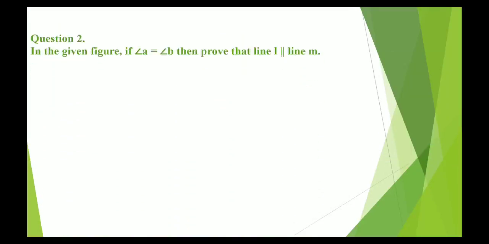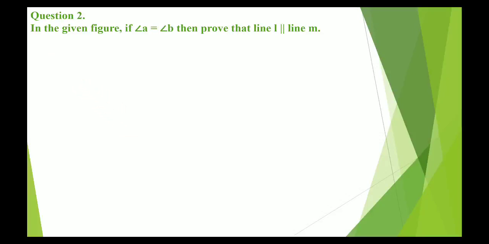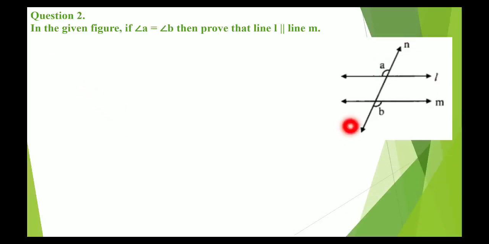Question number 2. So I have a figure here. Angle A and angle B are congruent. Prove that line L is parallel to line M. Children, you're supposed to write given and to prove. So what is the given here? The question says angle A is congruent to angle B. To prove is line L is parallel to line M. This we have to write from the question.